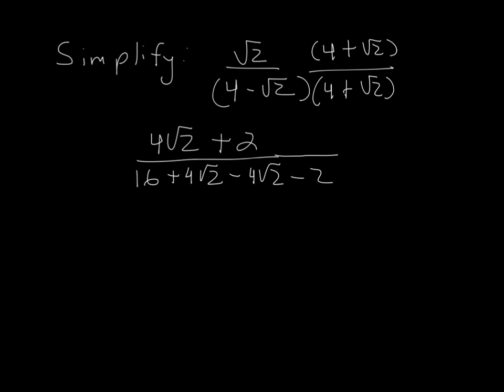And then just like the last one, these go away. That was the whole concept of what we're doing there. We end up with 4 root 2 plus 2 all over 14, which was 16 minus 2.